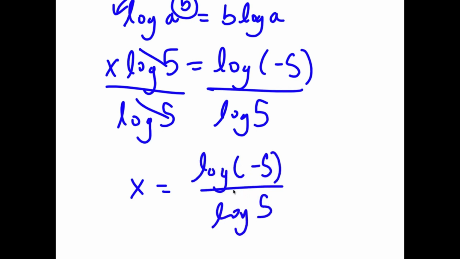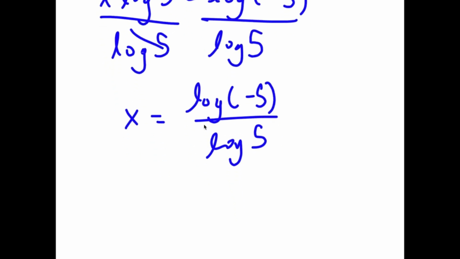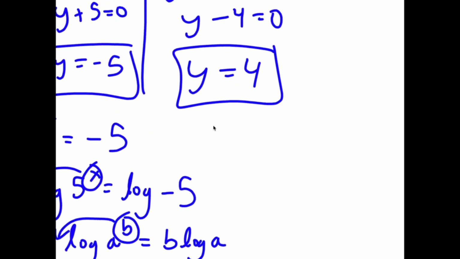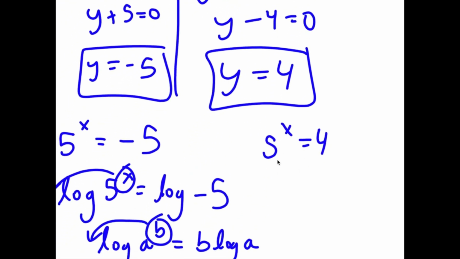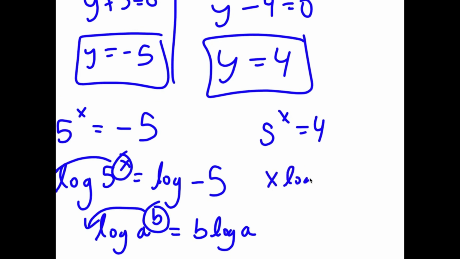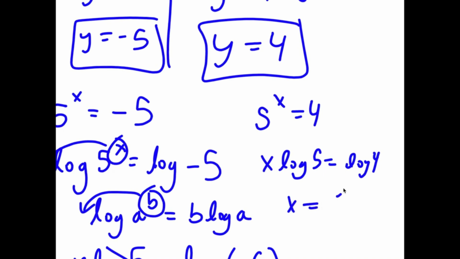Well, the only problem is that log of negative 5, well, you can't take the log of a negative number, so this is wrong. Now I have y equals 4, so I have 5 to the power of x equals 4. If I take the log on both sides, I get x times log 5 is equal to log 4, meaning x is equal to log 4 over log 5. So this is my answer.